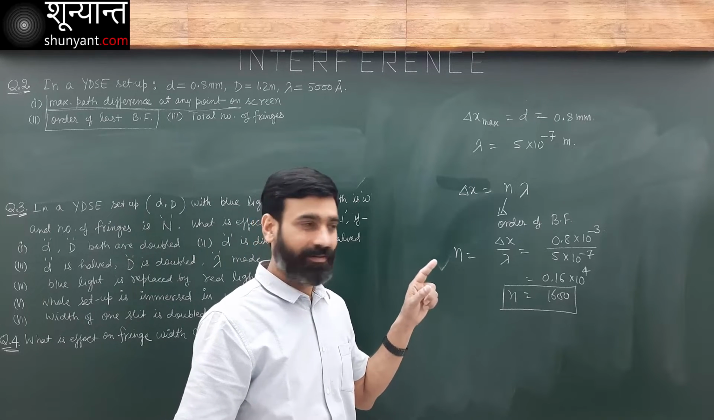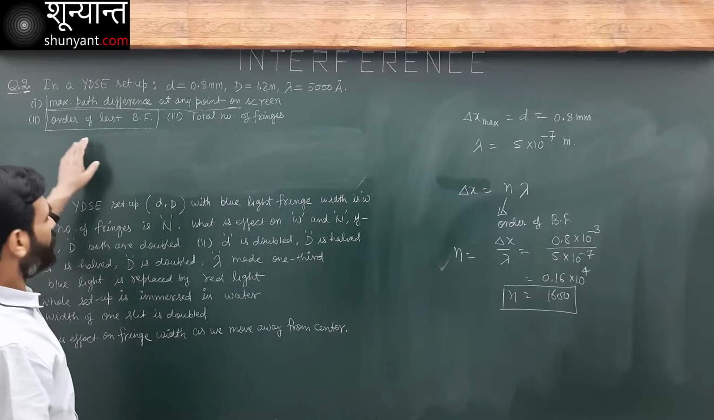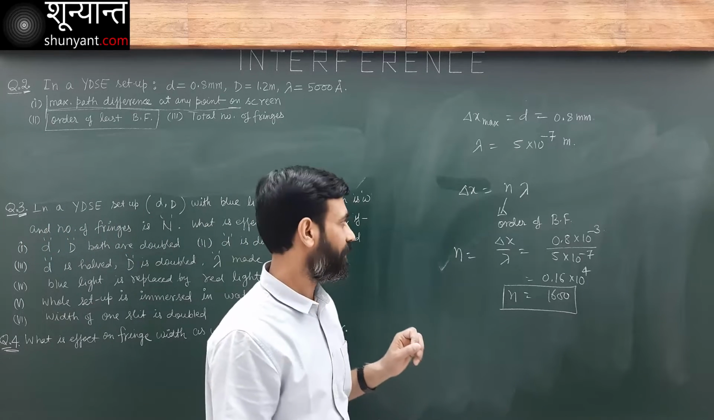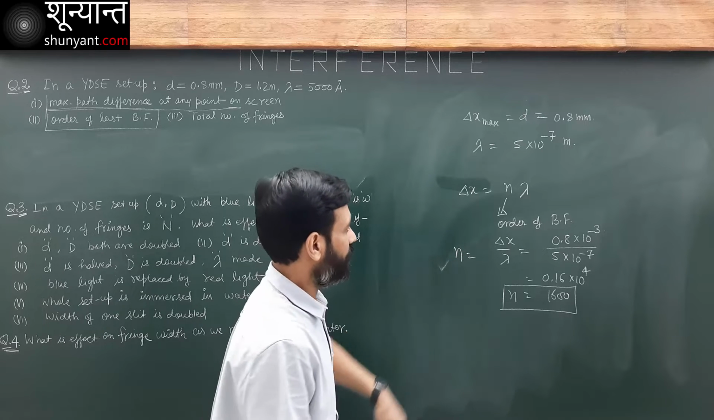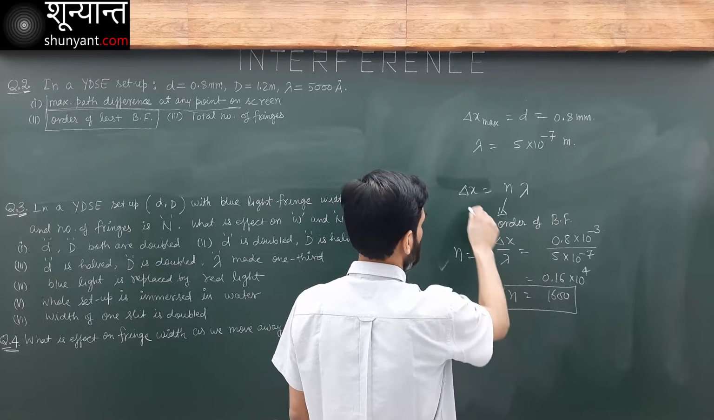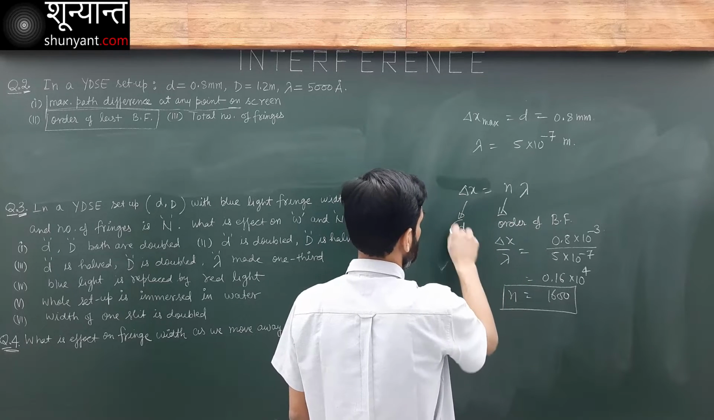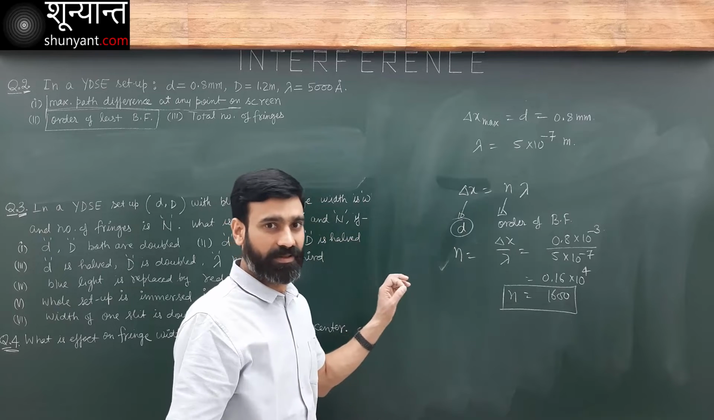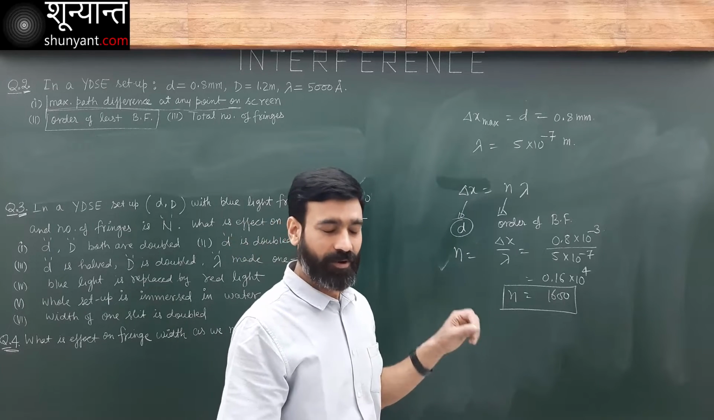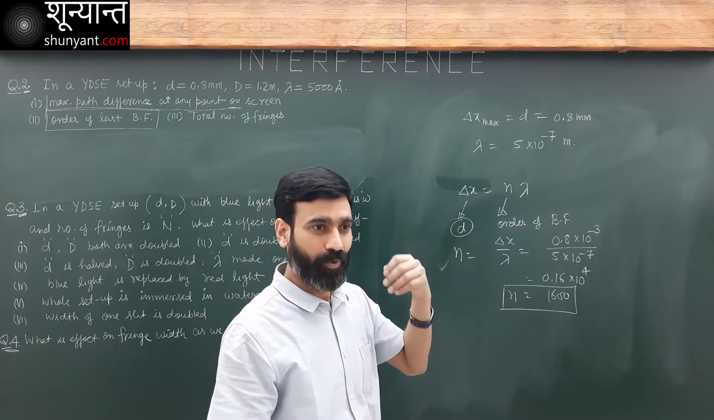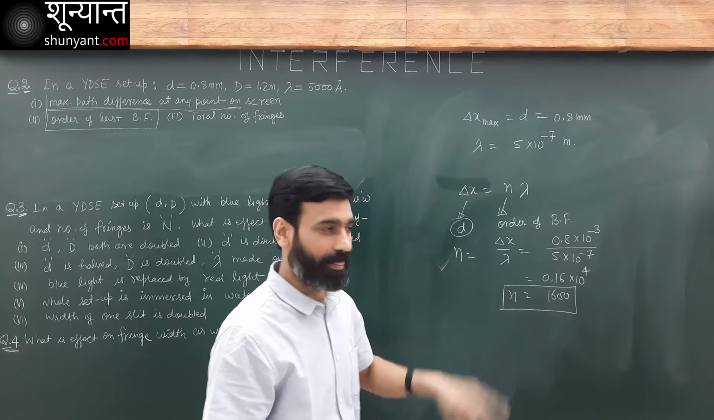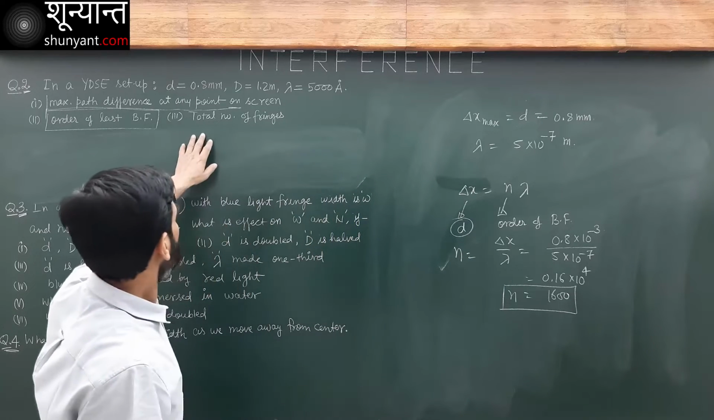This is the order of the last bright fringe. This delta x is equal to d. Now where will this be formed? It will be formed at infinity, at a point at a large distance from the center. So what will be the total number of fringes?